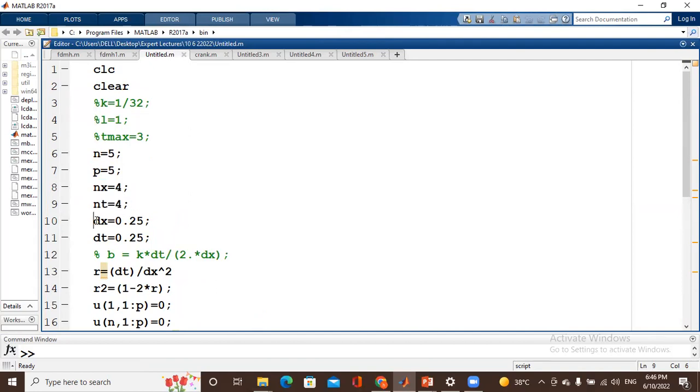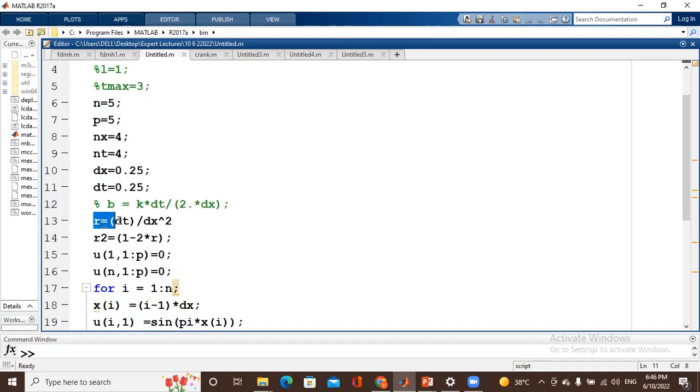Now k is a dx. We consider k is 0.25, 1/4. dt also we consider 0.25. So we write all the values. Now r, that means the lambda. Lambda is nothing but dt by dx square. Lambda is k upon h square. H, that means dx, is 0.25. dt is also 0.25. So we write r is dt upon dx square.